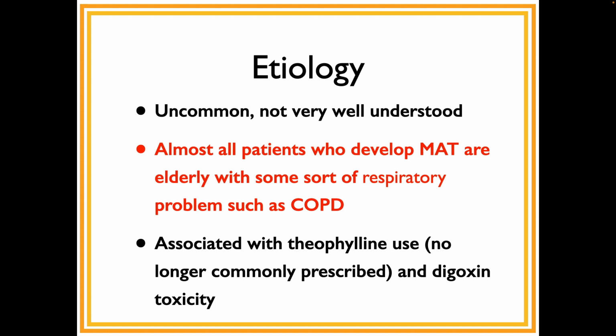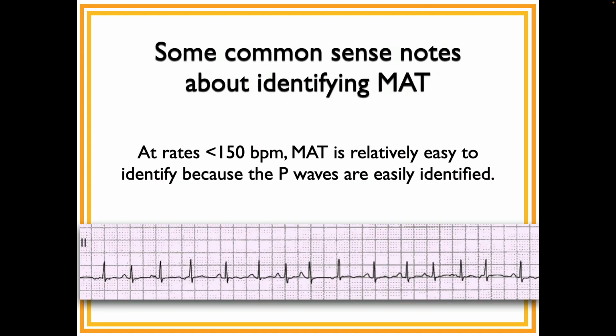For that reason, well, let me keep going and then I'll come back to what I was going to say, okay? At rates less than 150, remember all it has to be is above 100. So between 100 to 150, MAT's pretty easy to identify when you can see the P waves, okay? It's faster than 100, differing P waves is multifocal atrial tach.